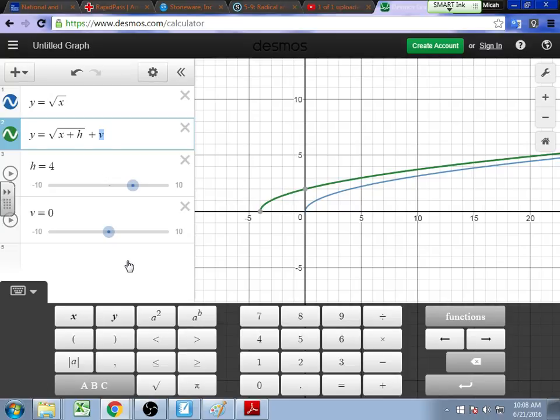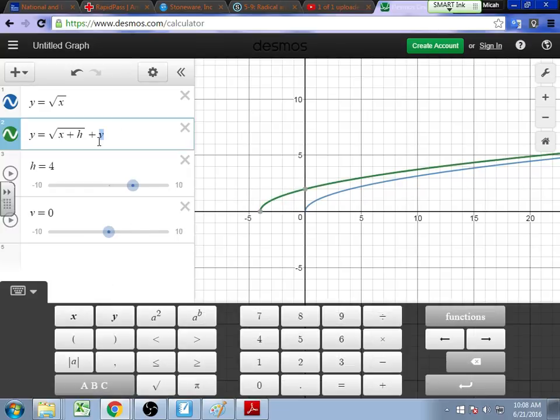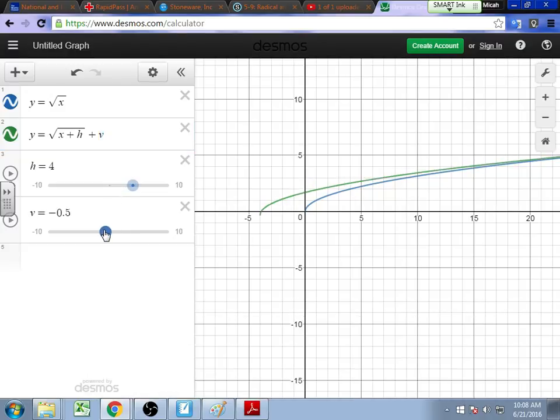So then, here's the difference between the horizontal and the vertical. The horizontal does the opposite of what you think it does. So we added 4, it went left. But on the outside of the function, like my vertical, what do you have? Minus 2. What's the minus 2 gonna do? Minus 2 is going to go down. Yeah, it shifts it down.